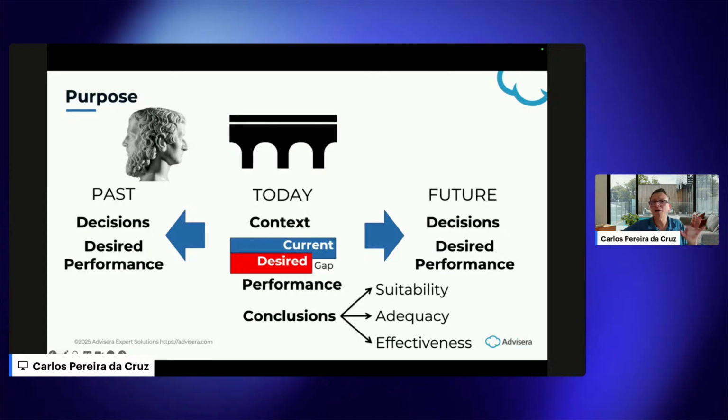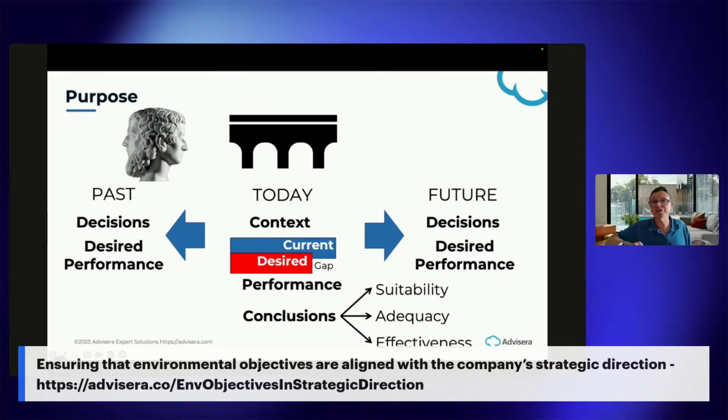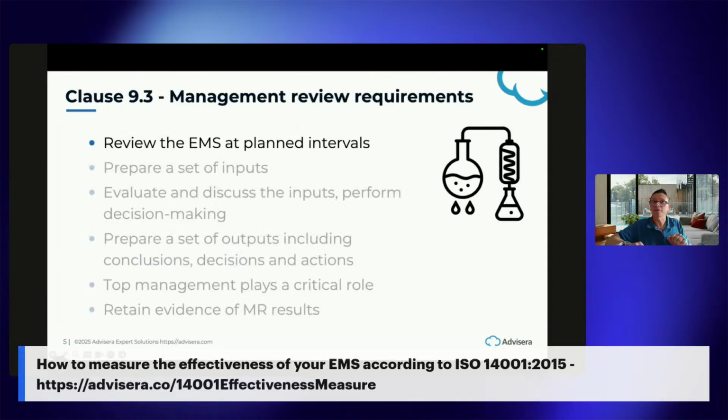Now, I always remember the management system definition. So about working to meet objectives aligned with a policy. So I leave you the link to an article called ensuring that environmental objectives are aligned with the company's strategic direction, okay, that you can read later. Another article that you can check later is how to measure the effectiveness of your EMS according to ISO 14001:2015.